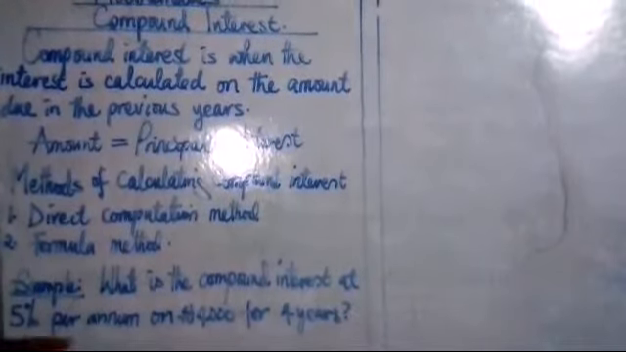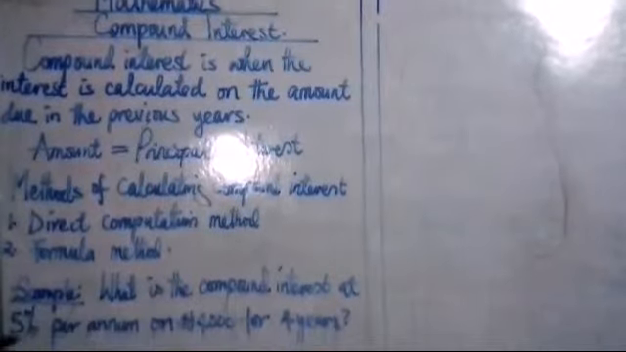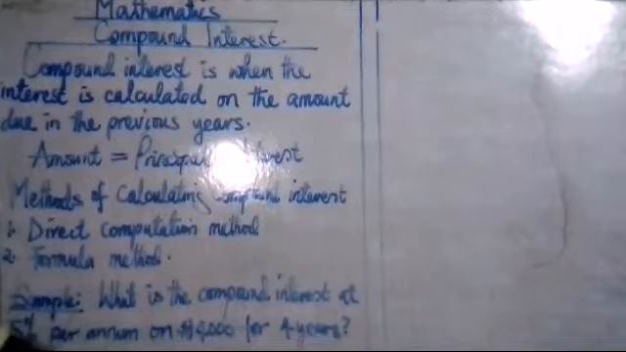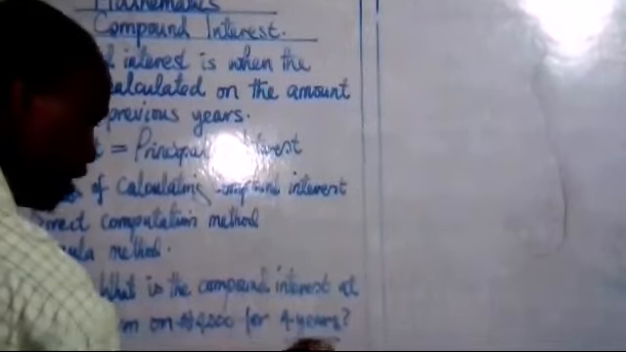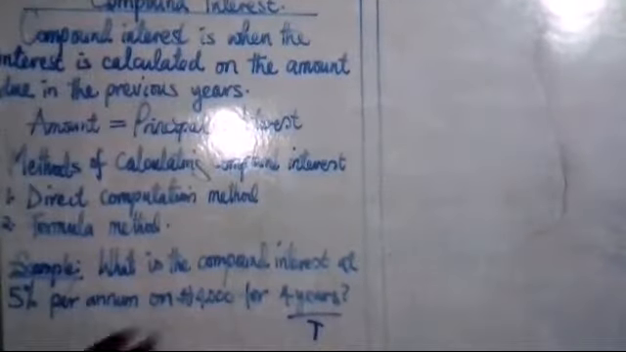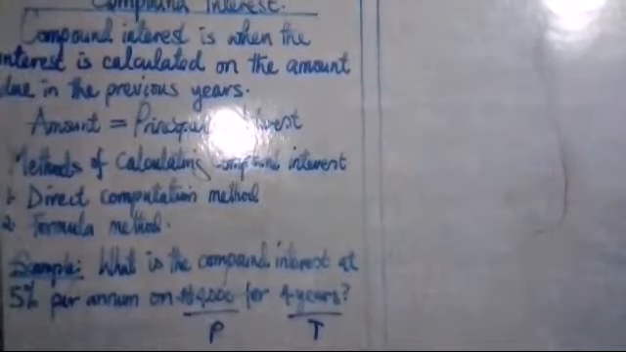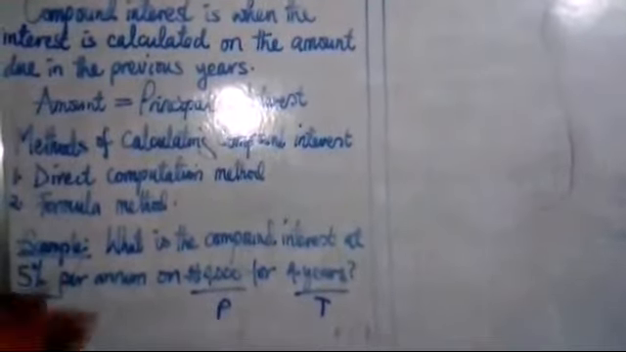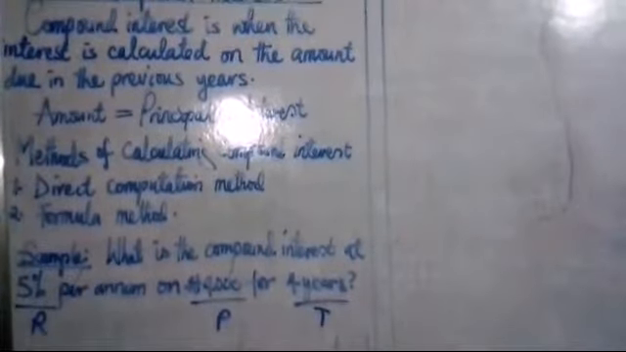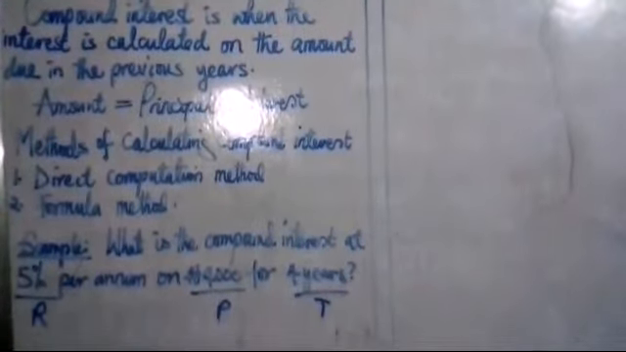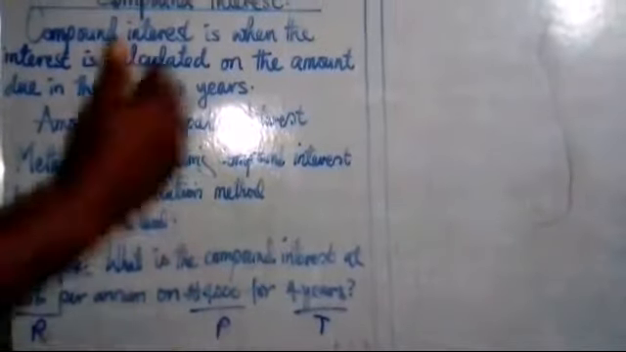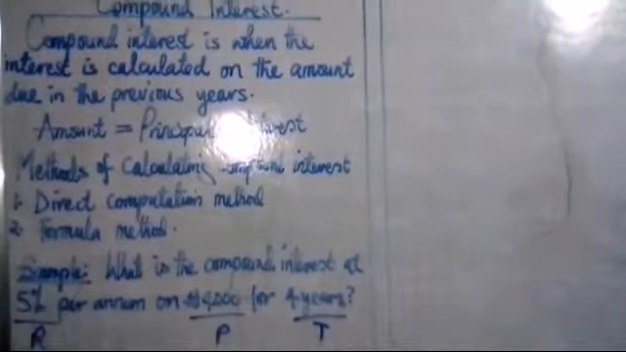Let's take this example. What is the compound interest at 5% per annum on 4,000 naira for 4 years? Now this 4 years is our time. This 4,000 is our principal. This 5% is our rate. These are normal terms we know already. So let's calculate what our compound interest will be after 4 years. Remember, we are going to take these 4 years one by one and check the new interest.